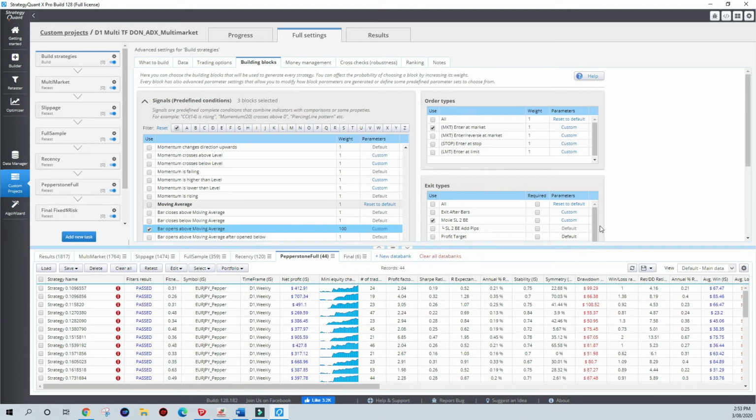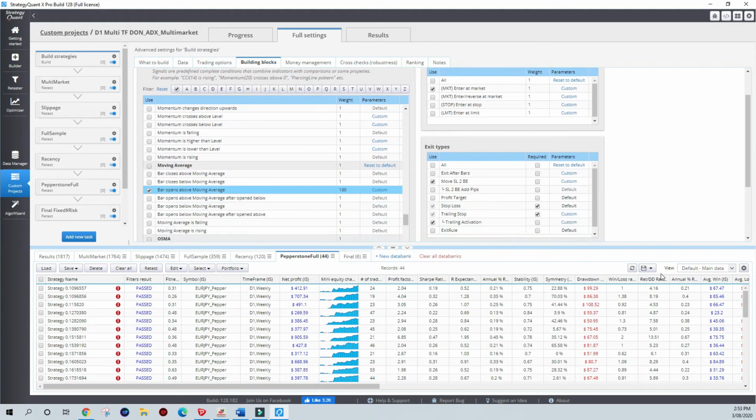In relation to our order types, we are only looking at a market entry, orders at market entry. We're not looking for limit stops in this particular model. We can look at enter at stop limits, but we don't choose to for this particular purpose of modelling.